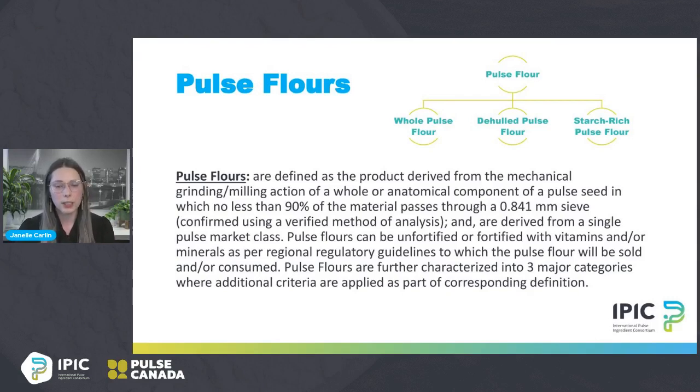And here specifically, and this is going to be the case across all of the definitions, this ingredient is derived from a single pulse market class. And what a pulse market class means is that it's just distinguishing the exact class. So if we're talking about field peas, it's specifying whether it's a green pea or a yellow pea. So here there's some additional language around fortification allowances, but ultimately there are three major categories of pulse flour that each have additional criteria that are applied.